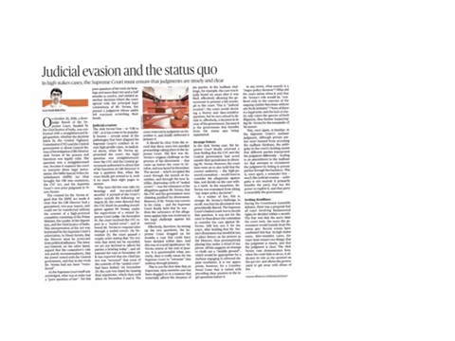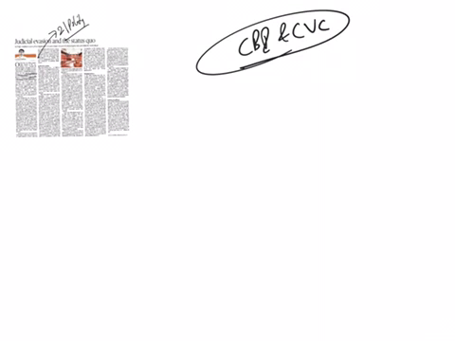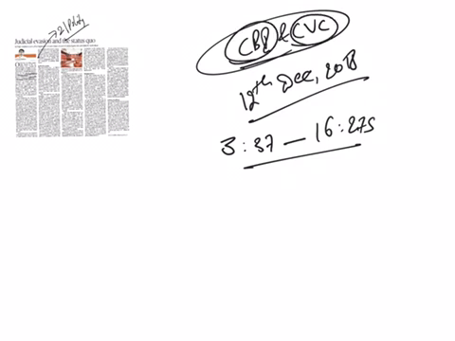And the next article is Judicial Evasion and the Status Quo. This article comes under GS paper 2 under the topic of polity. From this article, what is important from the prelims point of view is that we should know about the Central Vigilance Commission and the Central Bureau of Investigation. We have already done a video on these two, comparing both CBI and CVC and how they are appointed, in our video on 12th December 2018. In the video, this particular topic starts from 3 minutes 37 seconds and lasts till 16 minutes 27 seconds. So please do refer to that video for the CBI and CVC details.